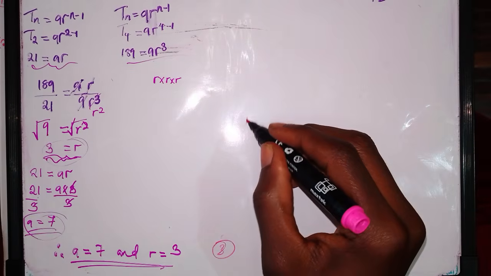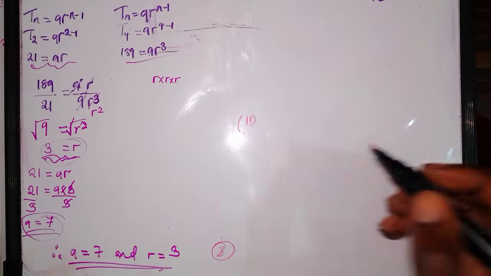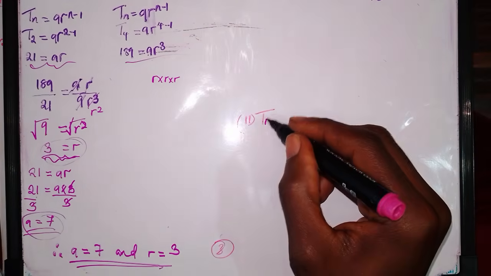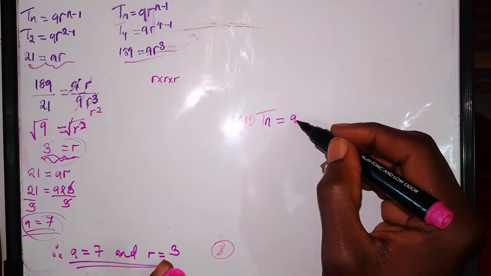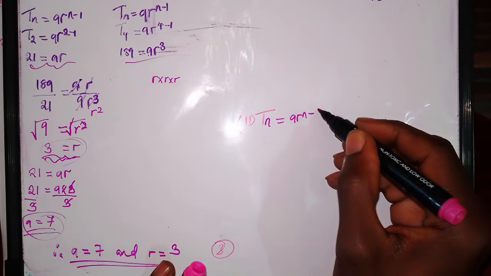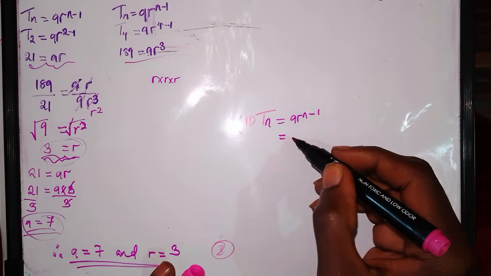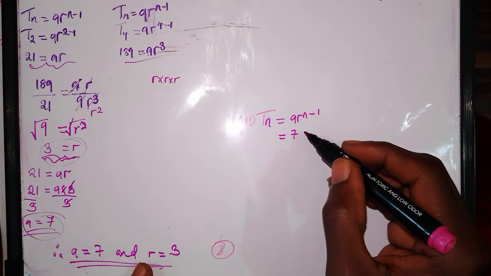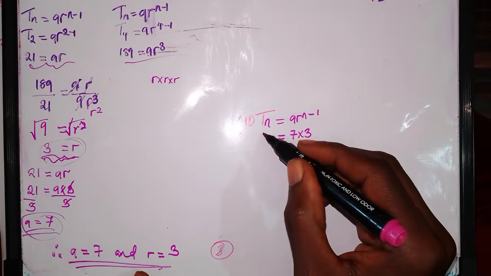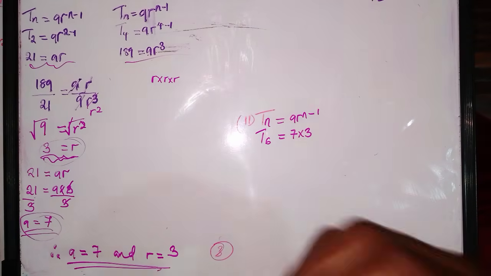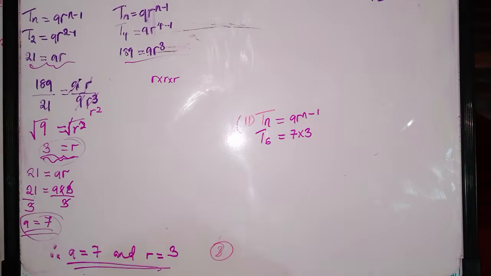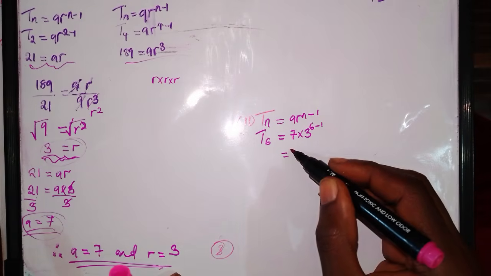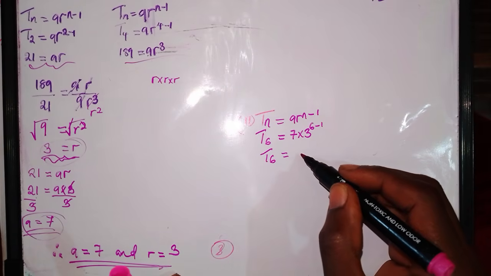I have here part 2. The first thing is writing the formula. So I have Tn is equal to A R to the power n minus 1. What is our first term? Our first term is 7. What is our R? Our R is 3. Then what term are we calculating? We are calculating the 60th term. So n will be 60, so you say 60 minus 1.